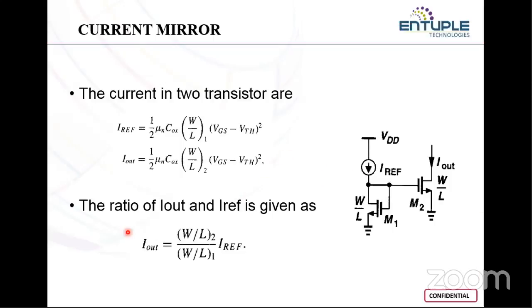Let us talk about the current in both the transistors. You have two transistors, M1 and M2. The reference current here is 1/2 mu n C ox W by L (VGS minus VTH) squared, because the device has to be in saturation. The same thing is getting copied to the output; iout has the same current. The ratio of the output current to the reference current is given by this equation.